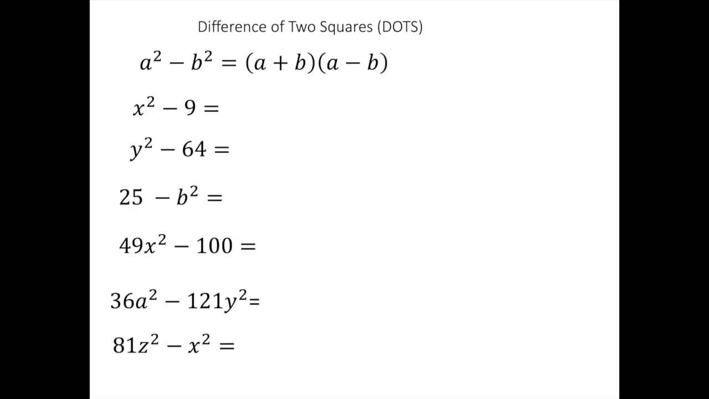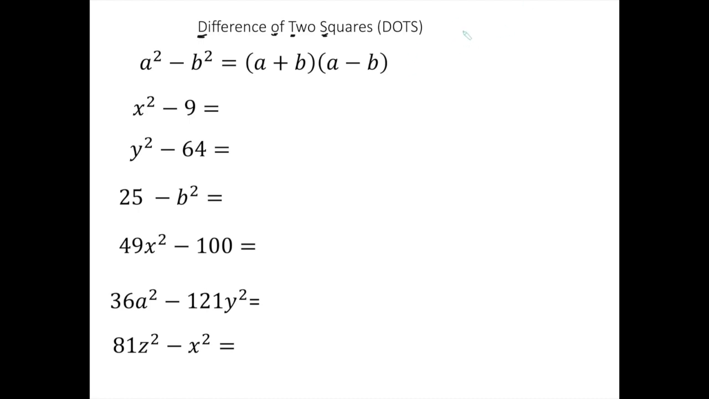Welcome to another episode of Factoring, and we're going to be looking at the difference of two squares, which I refer to as DOTS. And the reason why is the D, the O, the T, and the S, DOTS. Now, how do we know that we're factoring by DOTS?